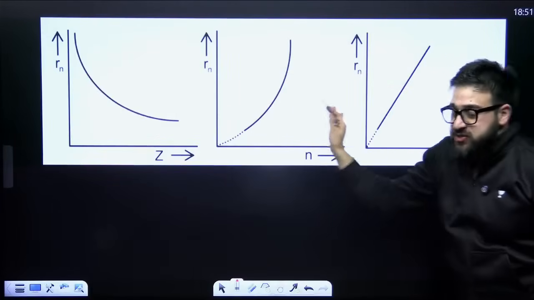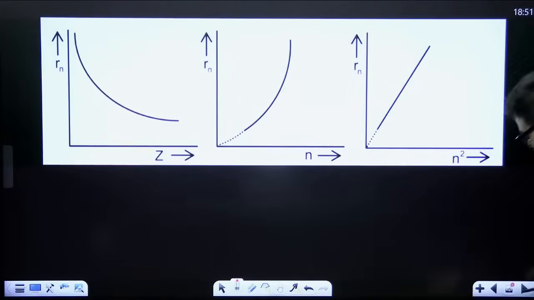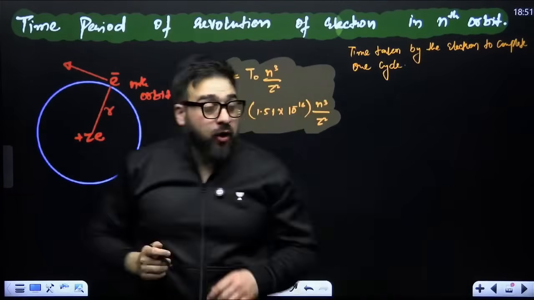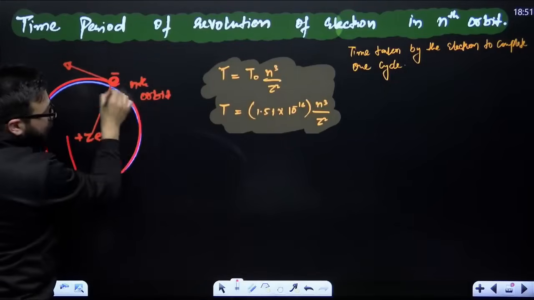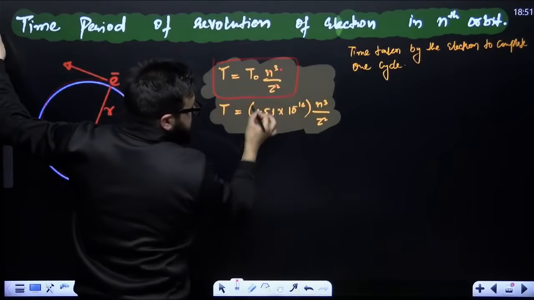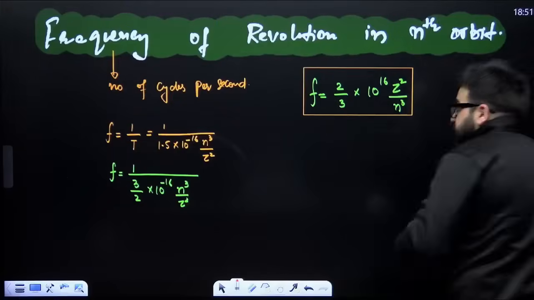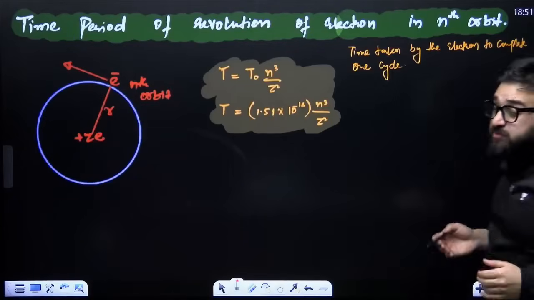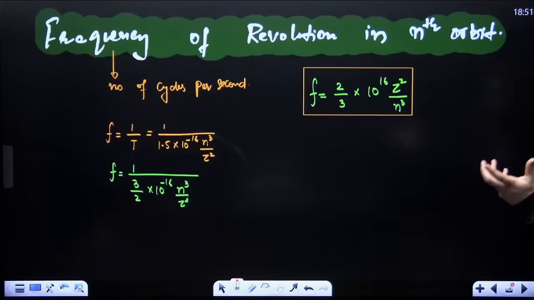These are the three graphs which I would like you to understand; you can see them from your end. Then the time period of an electron, how much time an electron takes to complete one cycle, is T naught n cube divided by Z square, where T naught has this value. And n in this case means the nth orbit. If I'm talking about the second orbit, n is 2.